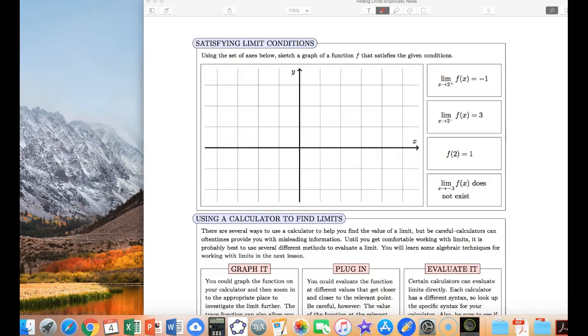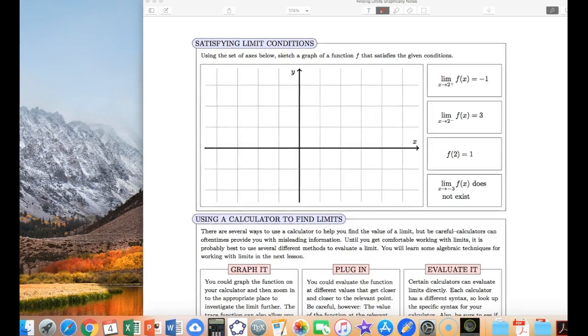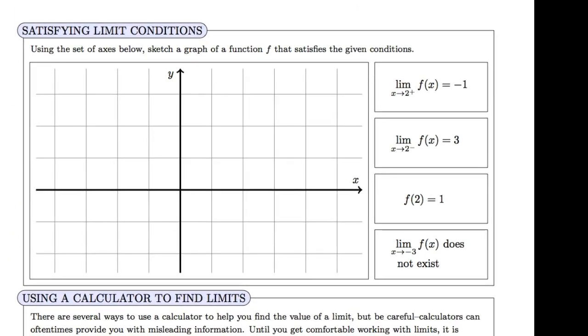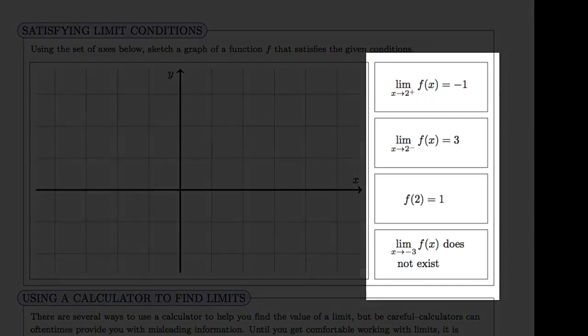Everybody, welcome to satisfying limit conditions. So what we have here is an example, and they give us a set of axes, and what we have to do is draw something that meets these conditions on the right. Okay, so let's look at what we have. We have a blank axis.